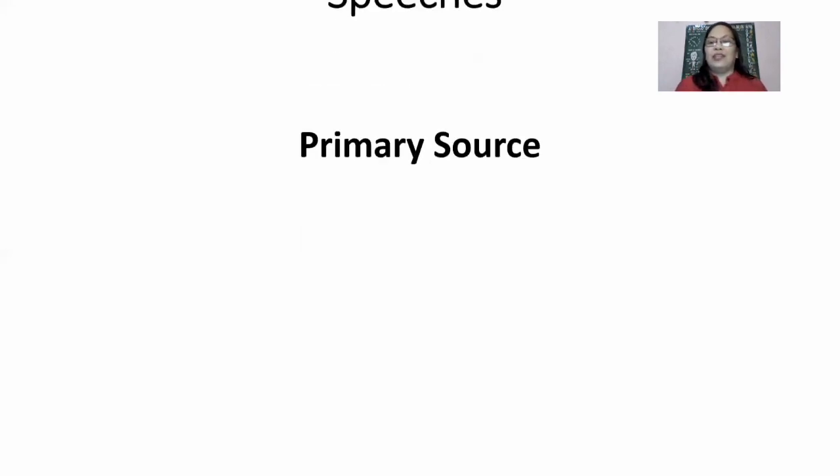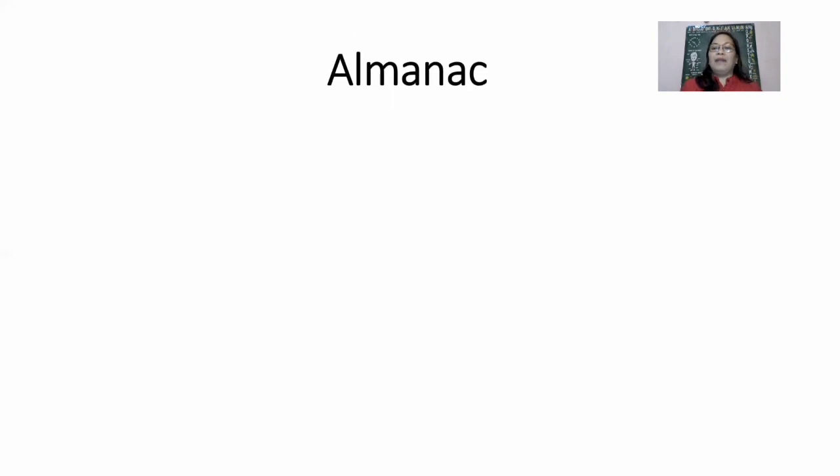Next, let us have the second one. Almanac. Is it primary, secondary, or tertiary? Your time starts 5, 4, 3, 2, and 1. Okay, the correct answer is tertiary source of information. Almanac is the compilation of different information taken from either primary or secondary source.